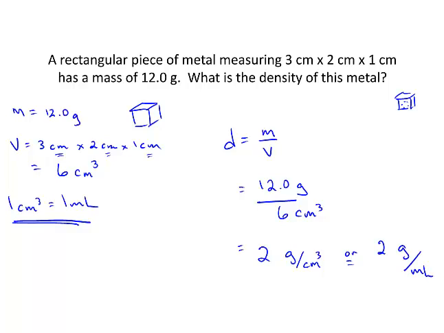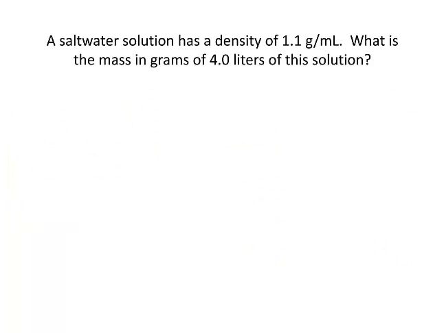Let's look at another one. A saltwater solution has a density of 1.1 grams per milliliter. What is the mass in grams of 4.0 liters of this solution? All right, let's see what we've got. Now we know the density. Density is equal to 1.1 grams per milliliter. We know the volume. The volume is 4.0 liters, and what we're looking for is the mass.